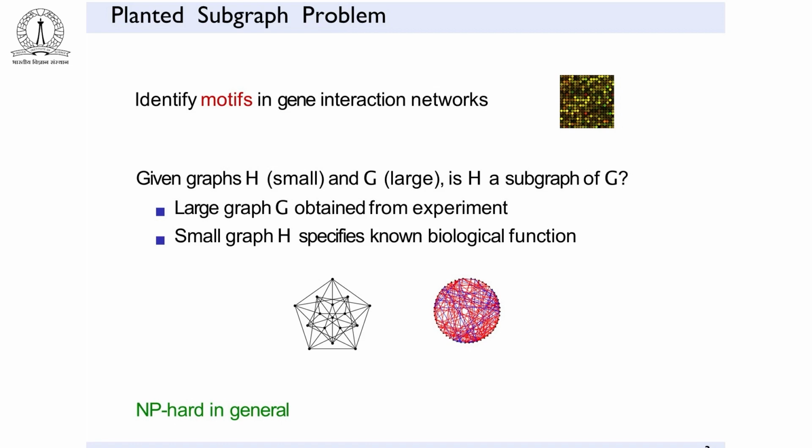It shows up in the context of biology and gene interaction networks, where you have some large network typically gathered from experimental data, and you want to identify small subgraphs, maybe whether they occur in a large graph, how many times they occur in a large graph, and so on. The reason this abstract question is of interest in a biological context is because the small graph might actually specify some known biological function, and you want to see whether that known biological function is in some way manifest in some larger gene network that you gathered data about.